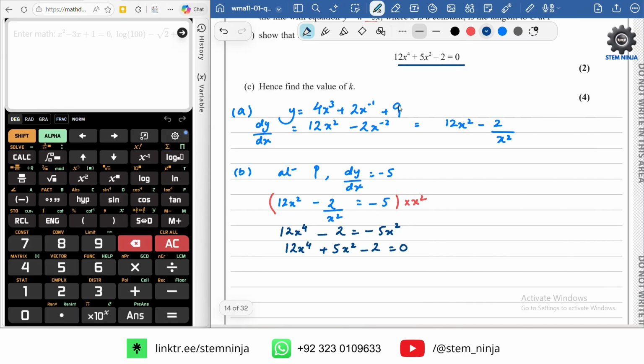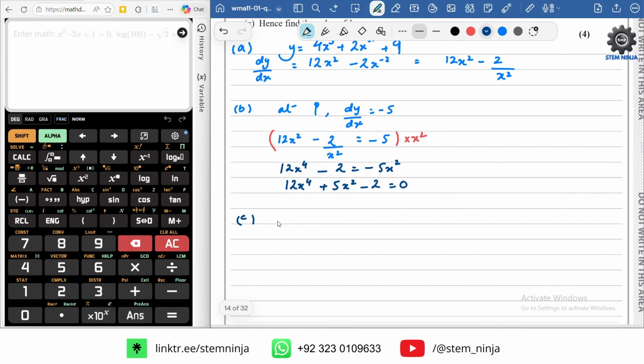Find the value of k. So now we need to solve this. For that, we'll let u be x squared. So this transforms into 12u squared plus 5u minus 2 equal to 0. Let's try solving this with the basic sum and product rule.